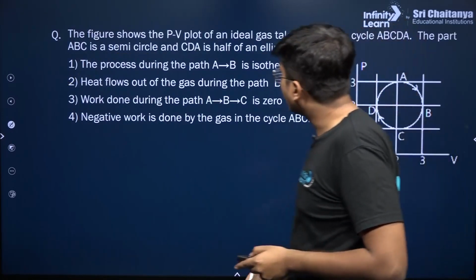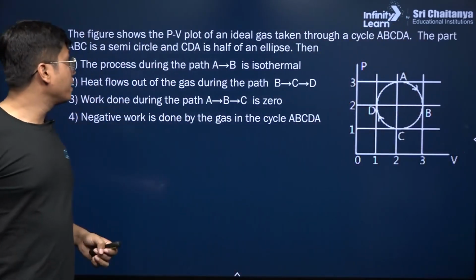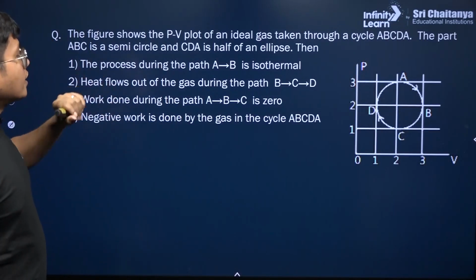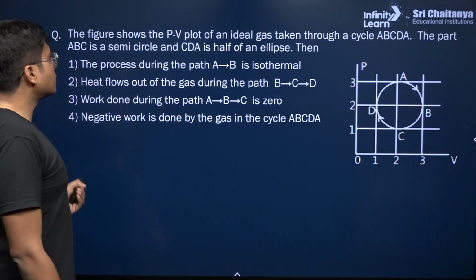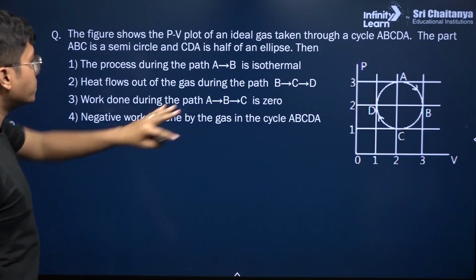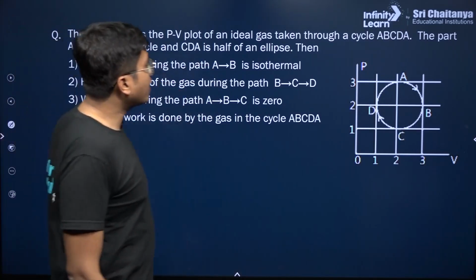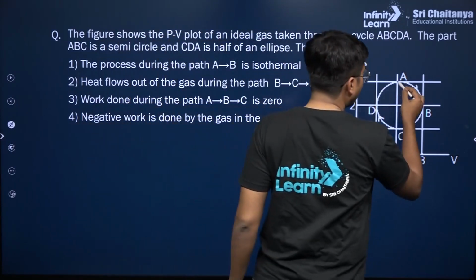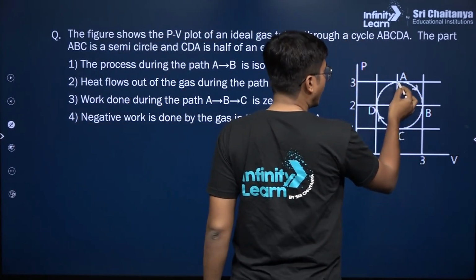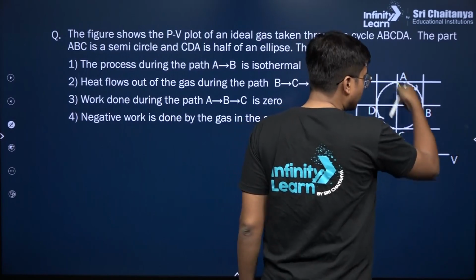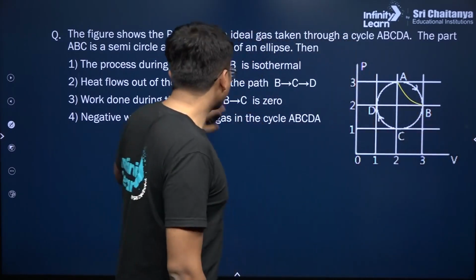Next, here we have a figure. The figure shows a PV plot of an ideal gas taken through cycle ABCDA. Part ABC is a semicircle, CDA is half of an ellipse. Looks like a complete circle, but you get an idea. Process during the path AB is isothermal. This part is not isothermal because we know for an isothermal curve, it should go like this. So the first statement is incorrect.